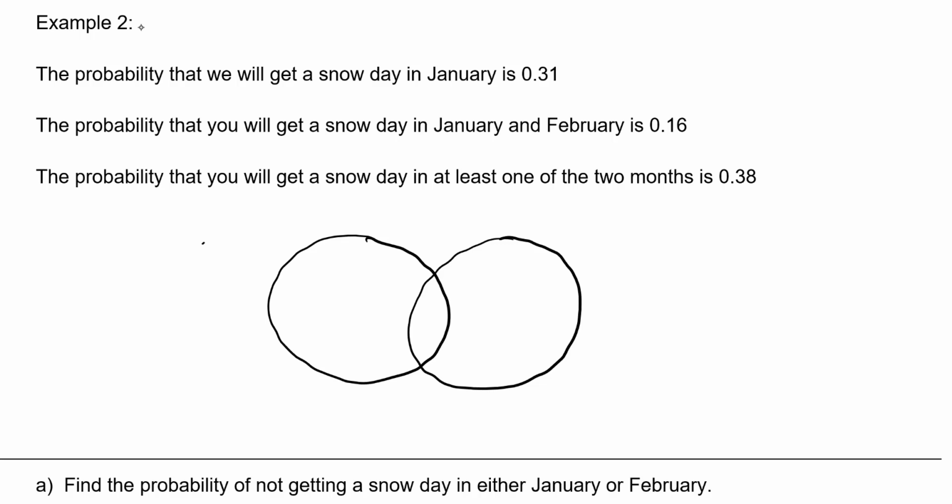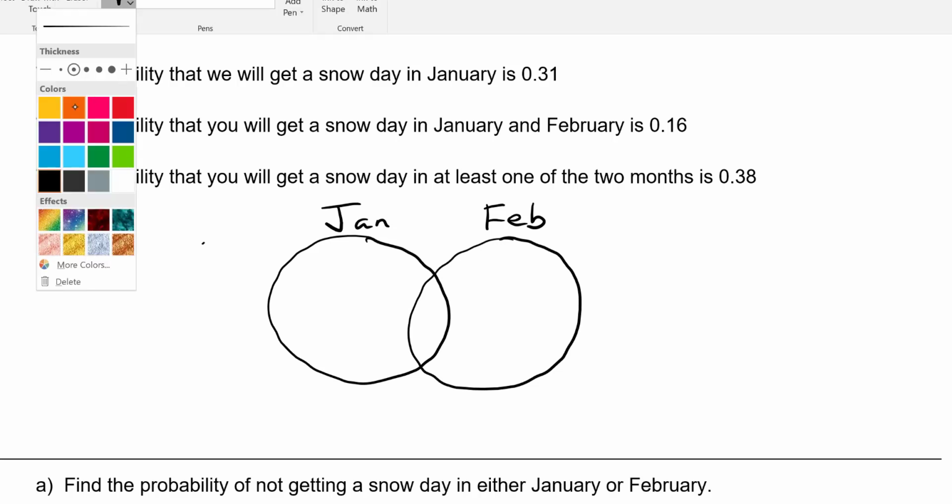Okay, anyway, so the probability that we get a snow day in January is 0.31. So actually, let's label this because we have snow days in January and February. So this is January, and this is February, snow days. Okay, so let's change our colors now. Okay, I'll go with green.